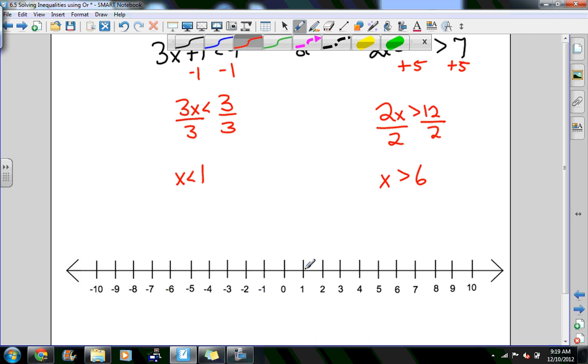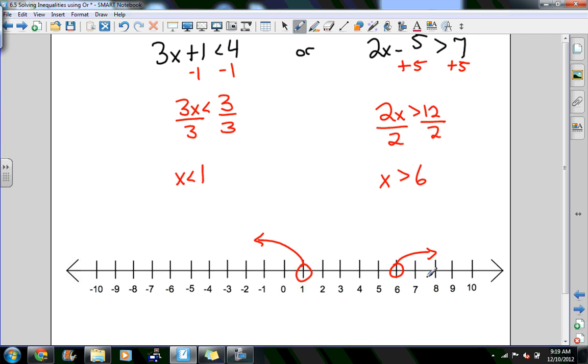I just need to graph them. So we have x is less than 1, so I'm going to shade this way. And x is greater than 6, so I'm going to shade this way. And since it's not an AND statement, it's an OR statement, we're done. We don't have to write an algebraic solution or anything else. So what this means is to make these statements true, you need to be either less than 1 or greater than 6. Not both, because it's impossible to be both.